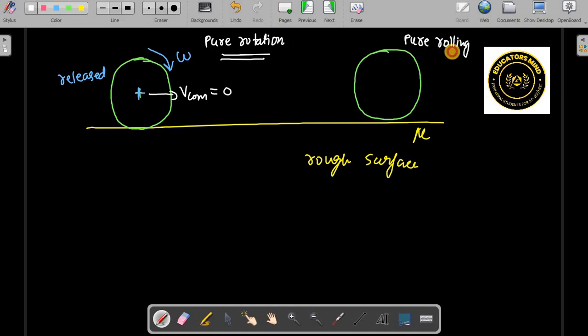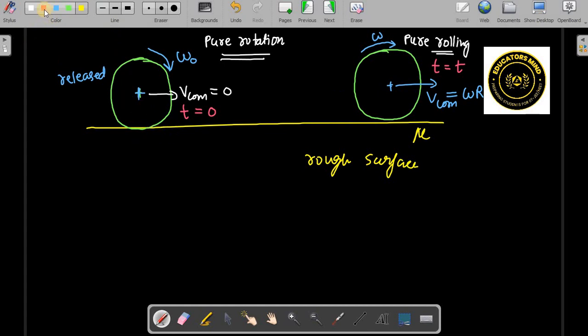They may ask you to find out what is the time after which pure rolling will happen. Let's say at time 0 you have kept it, and after some time t equal to t, pure rolling will happen. So as I told, pure rolling means, now let's say initial angular velocity is omega naught. Now when pure rolling will happen, it will be having angular velocity omega, and this will be the velocity of center of mass. So for the pure rolling condition, v center of mass is omega into r. That is when pure rolling will happen.